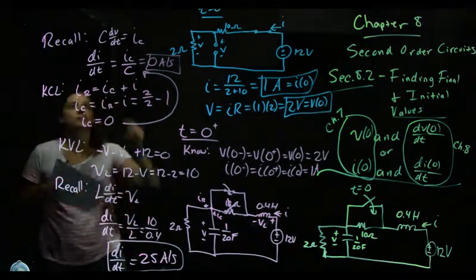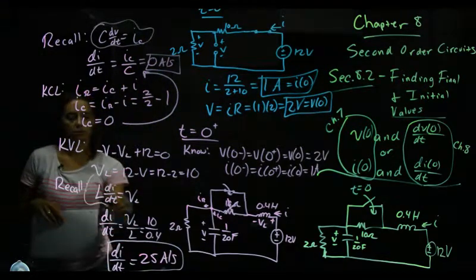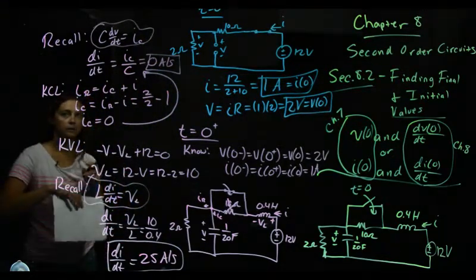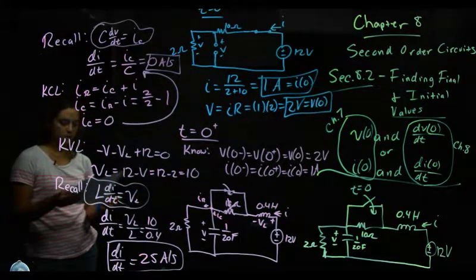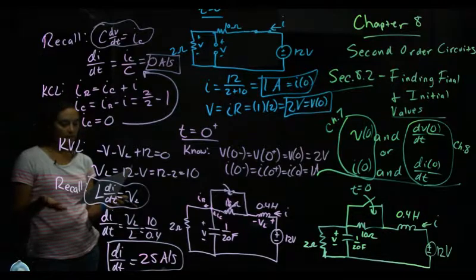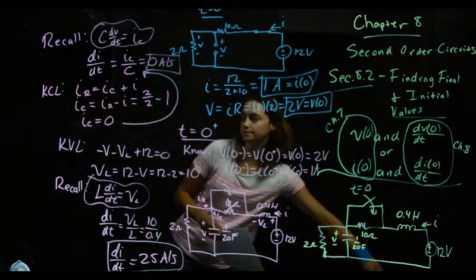So there's my fourth initial condition. So you have to remember when you're doing these to use this equation and to use this equation, and remember to do KVL and KCL to find the initials. Now the finals are pretty easy. That's what we did before in chapter 7.